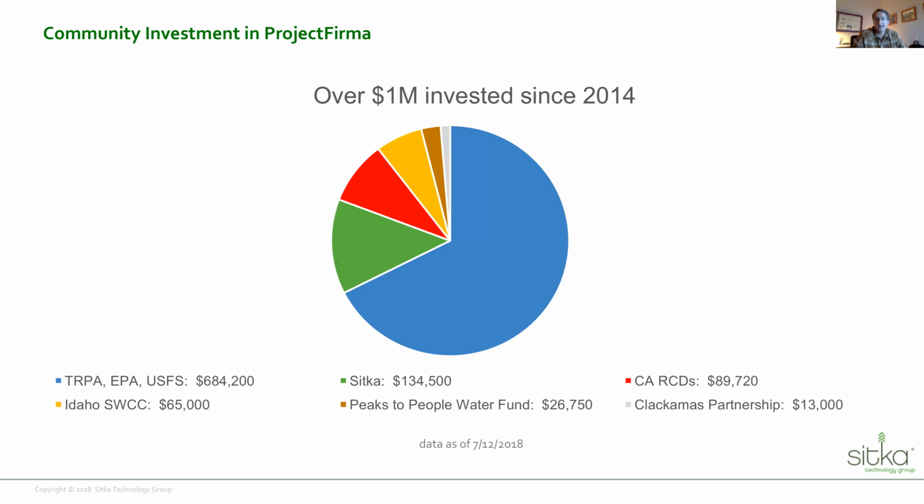So this next slide, we often get asked, how much investment has been put into ProjectFirma? This does a quick summary of it. In short, a little over $1 million so far, with TRPA investing the lion's share, using some of their own funds, but also funds that they receive through the U.S. Environmental Protection Agency, from U.S. Forest Service, and some of the other partners around the lake.